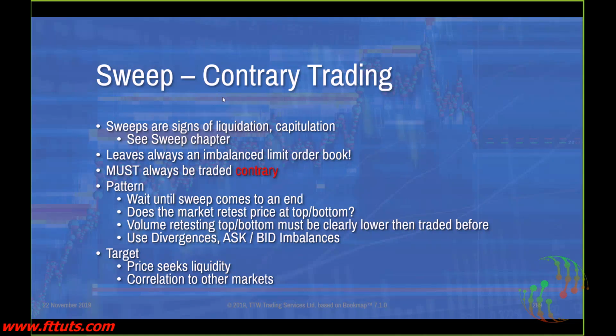Sweeps are signs of liquidation and capitulation. See the sweep chapter. Go back to the sweep chapter, and go back to yesterday's recording again if you need to. You will see that it's interesting to understand first of all what sweeps are, how they behave, what the matching engine is doing normally, and how we can work with them. As we discussed, it always leaves an imbalanced limit order book. This imbalanced limit order book means that it should come into balance again.